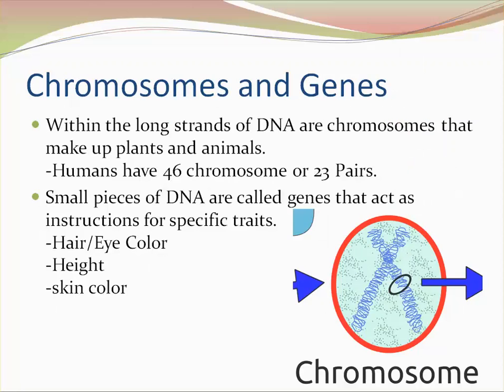Now, what the DNA strand makes up are chromosomes and genes. Within those long strands of DNA, we find sections called chromosomes that make up plants and animals. Humans have 46 chromosomes or 23 pairs. Small pieces of DNA are called genes that act as instructions for specific traits such as your hair color, your eye color, your height, your skin color, and so on.